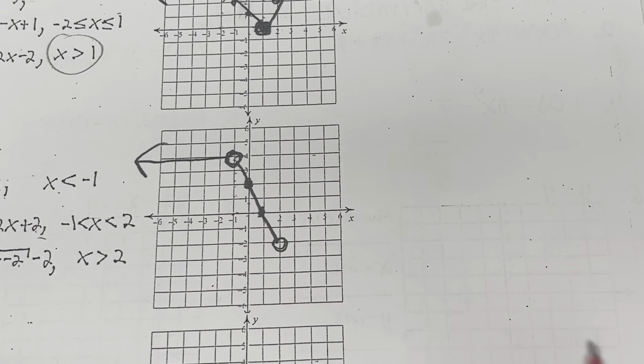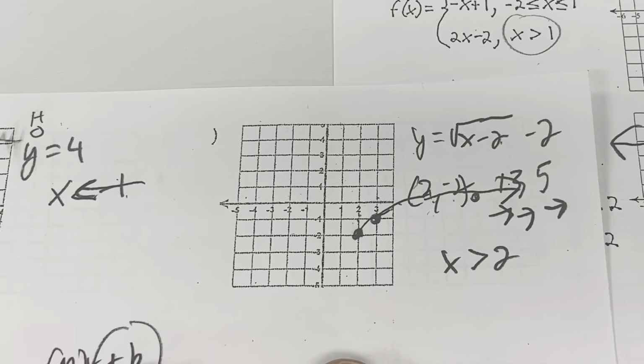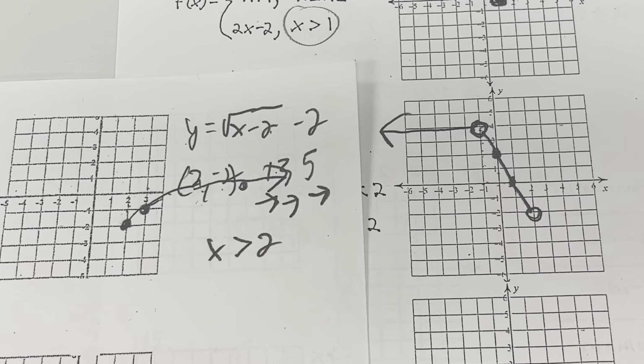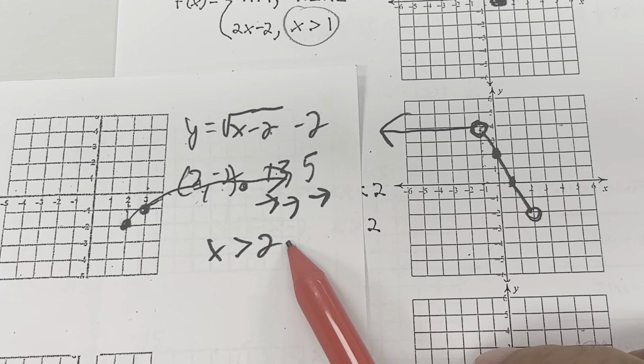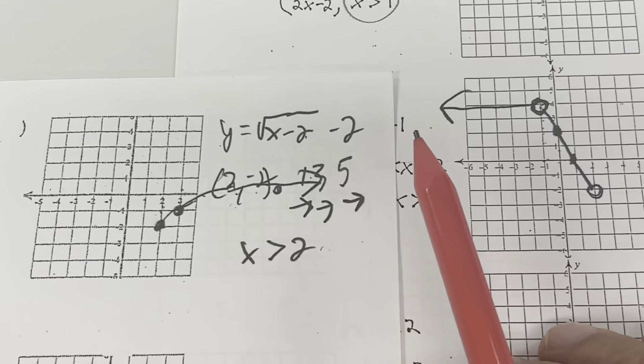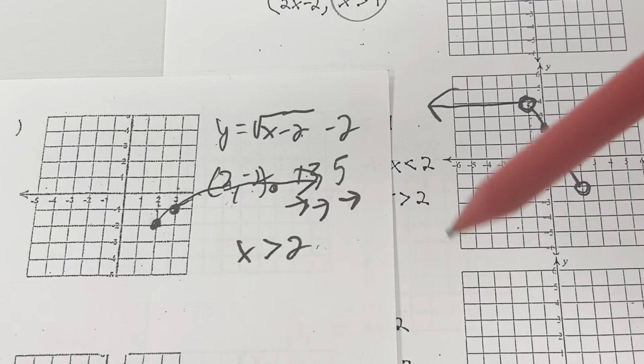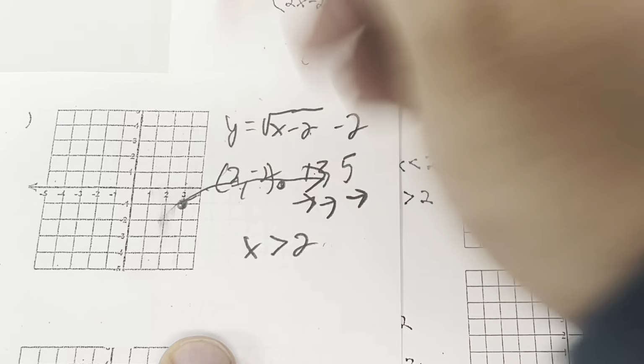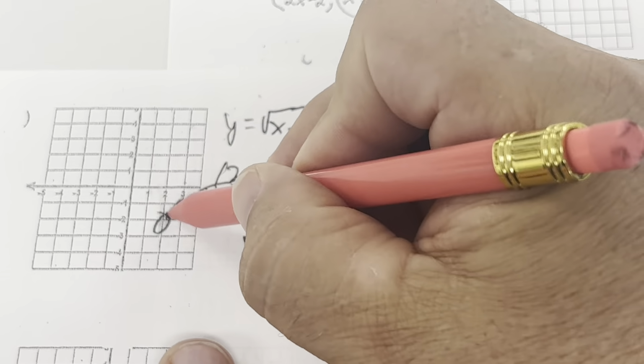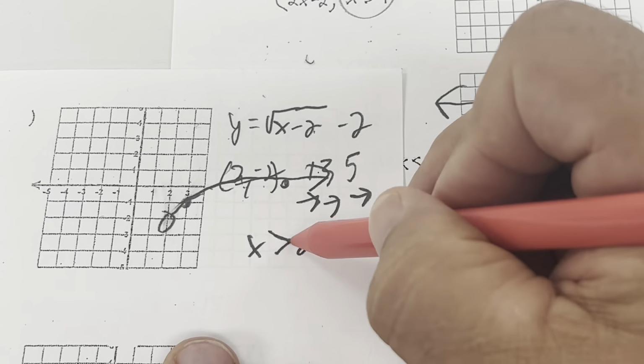Third graph is the square root function. Domain restriction is x is greater than 2. If we look at this closely, we'll notice that if I go over to 2, I go down to the graph, it's an open circle. And it goes out of there to the right.